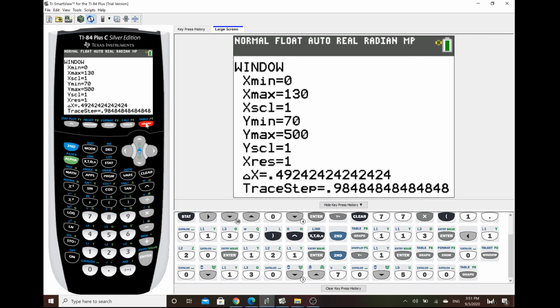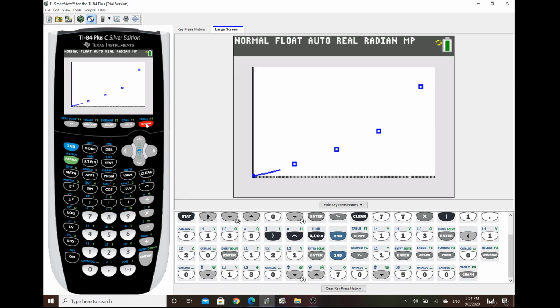Now hit graph. Do you see the scatter plot, the open circles? See, that's all connected. But somehow at that position it's a little bit below the box, because it's an overestimation of that population.